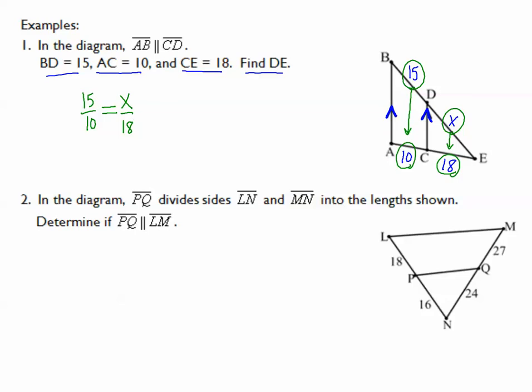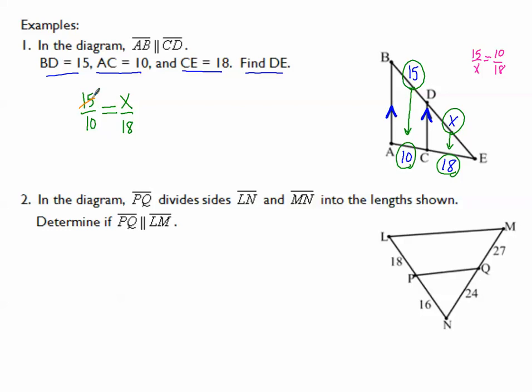We could have done left to right, so 15 over X and left to right equals 10 over 18. Either way we choose to do it will work because we're going in an organized manner. How do we solve this? Well, it's best that we simplify it first and then we can cross multiply.